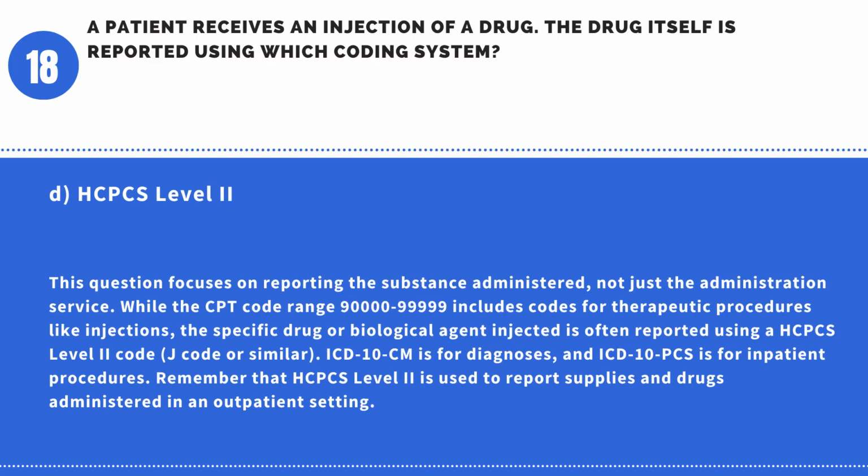Answer: D. HCPCS Level II. This question focuses on reporting the substance administered, not just the administration service. While the CPT code range 90000 to 99999 includes codes for therapeutic procedures like injections, the specific drug or biological agent injected is often reported using a HCPCS Level II code, J code or similar. ICD-10-CM is for diagnoses, and ICD-10-PCS is for inpatient procedures. Remember that HCPCS Level II is used to report supplies and drugs administered in an outpatient setting.